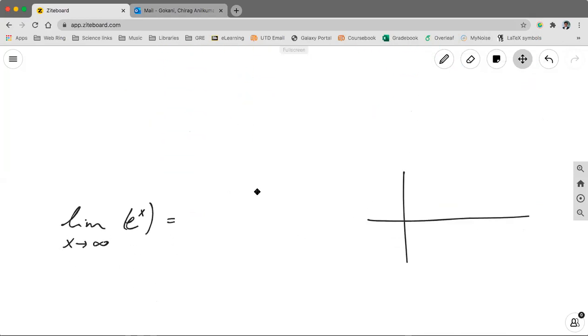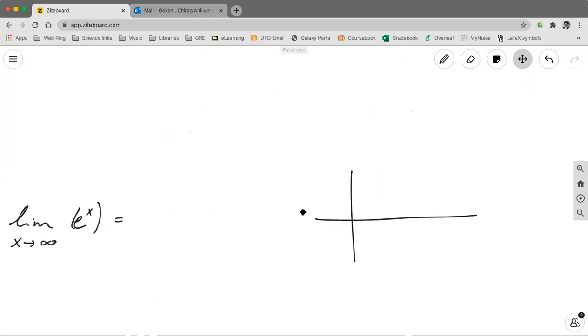Like in this case, what is the limit as x approaches infinity of e to the x? Okay, let's do this example. Here's e to the x. It grows and grows and grows. As x approaches infinity, that's this direction. As you go more and more in this direction, does this function approach a certain value or does it keep going? It keeps going. So what is the limit? I guess just infinity.